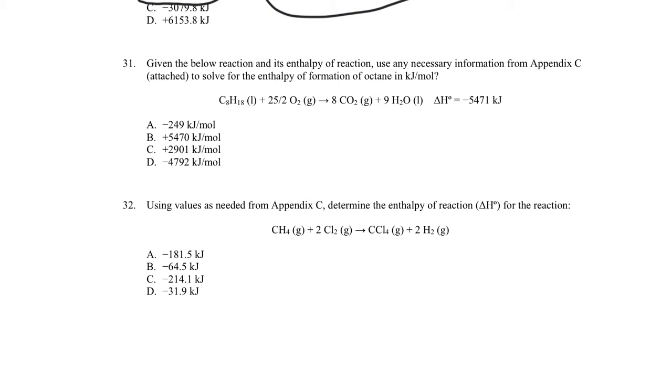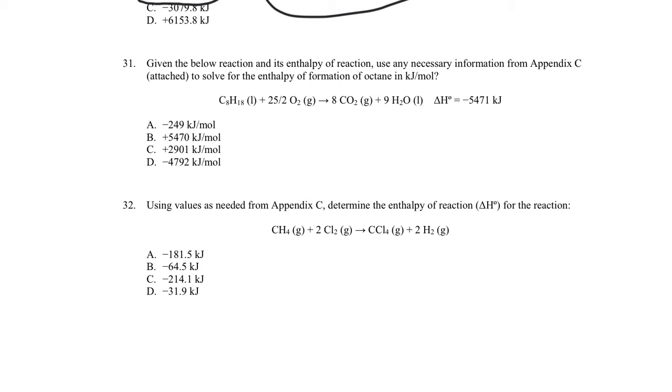So question 31 is asking us to pull some information from Appendix C. Sometimes I attach it to activities, but if it's not attached, it's the appendix you can look up in the end matter in the back of the textbook that lists all the delta HF values for a bunch of compounds.